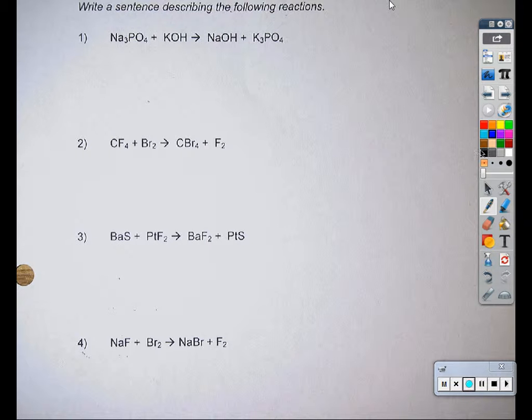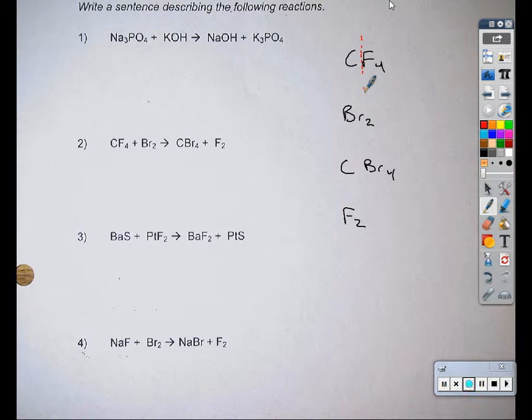Again, let's just write down what we got. We have CF4. We have Br2. We have CBr4. And we have F2. Now we're just going to run through these and we're going to name them. We're going to ignore the equation and we're just going to name them.